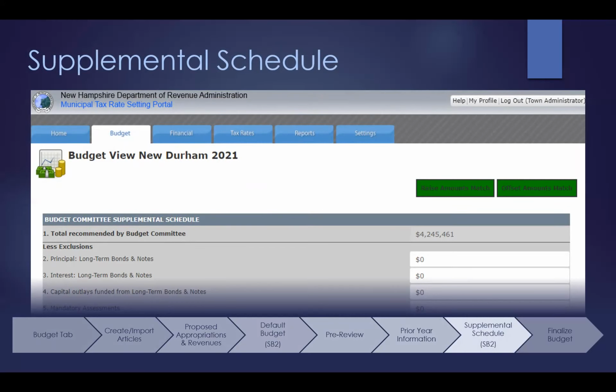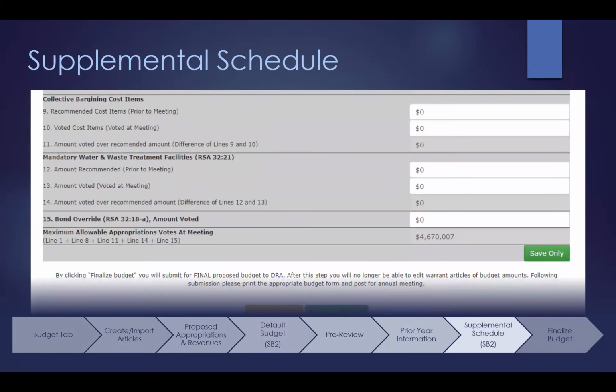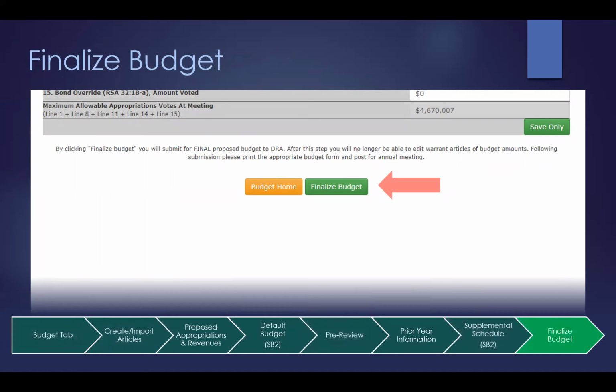So most of you, if you're within an SB2, you'll recognize this. So this has all of your exclusions, your collective bargaining agreements, water and waste treatment facilities, and so on. And ultimately, at the bottom, it calculates your maximum allowable appropriations that can be voted at the annual meeting. So that's really what the bottom line number is telling you. So in this case, I would fill everything out if I was an SB2, and I'd have that green finalized budget at the bottom. So again, if you're not an SB2, you won't have this schedule, you'll just have the finalize button. Click the finalize button and you're done.